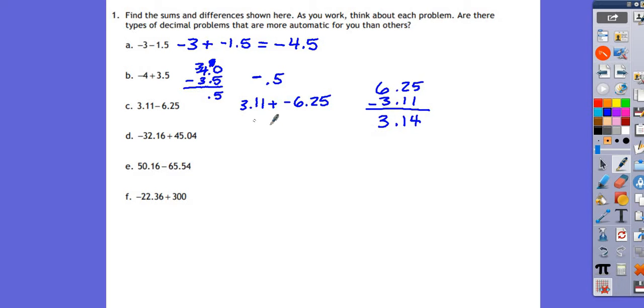Now I have to come back to my song. Different signs subtract, keep the sign of the larger number. Is 3.11 larger or 6.25 larger? This is larger. Its sign is a negative, so that means my final answer sign needs to be a negative.